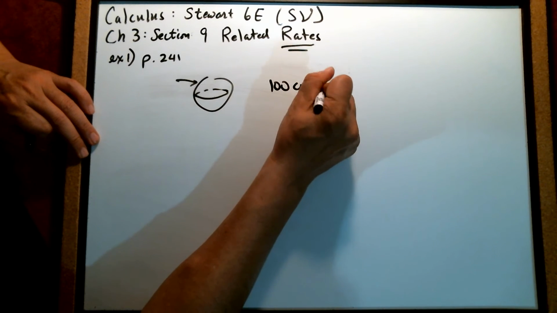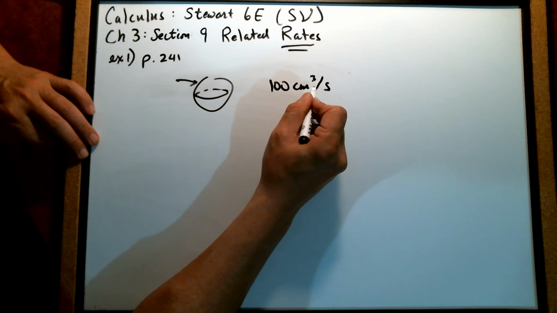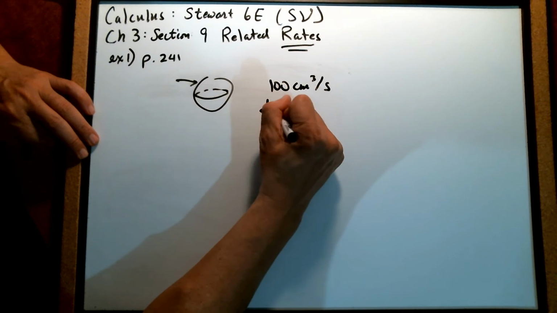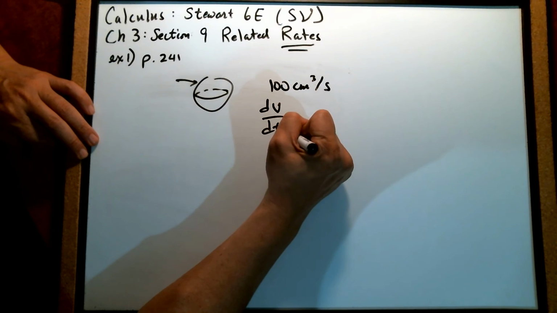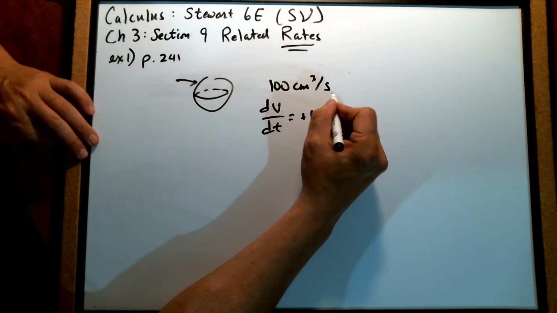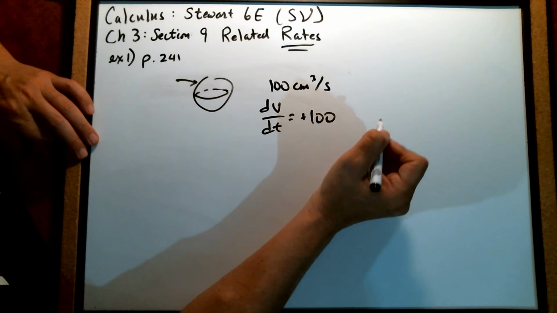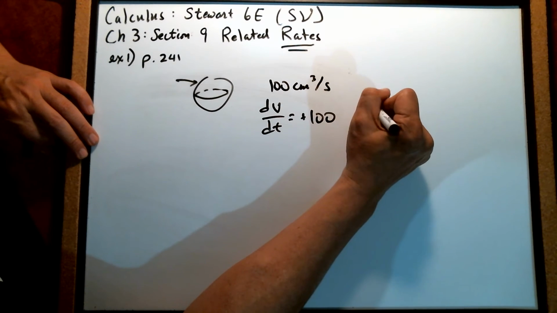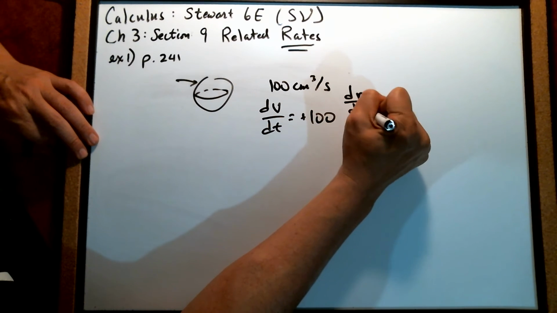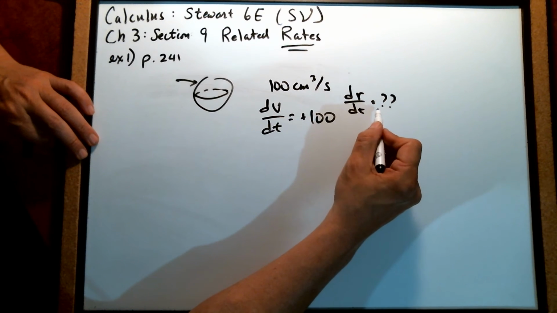cubic centimeters per second. So the volume is increasing at 100 cubic centimeters per second. What do you think that's called? That's dV/dt. The change in volume with respect to time is going to be positive 100, of course in cubic centimeters per second. How fast is the radius of the balloon increasing? So what are we looking for? You're looking for dr/dt, the change in radius with respect to time.